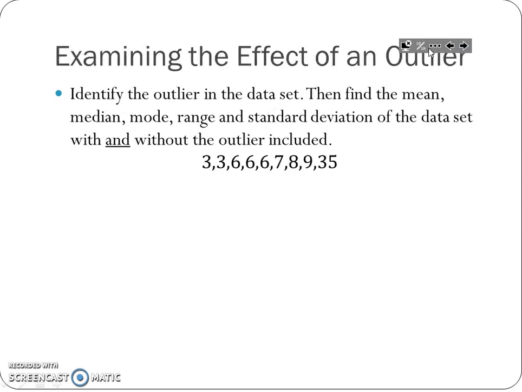So I've got a set of data here, and we have an outlier. Okay, I've got 3, 3, 6, 6, 6, 7, 8, 9, 35. Wow, that's a lot bigger. That makes that an outlier. So my outlier is 35.